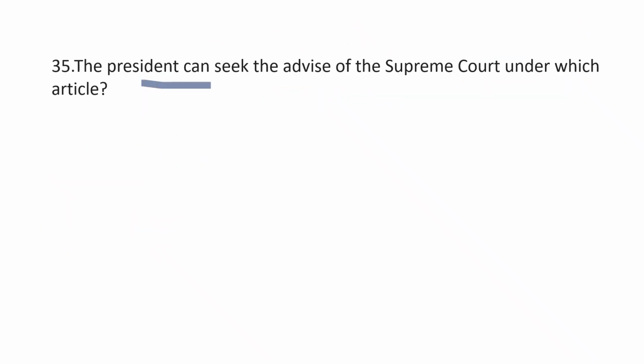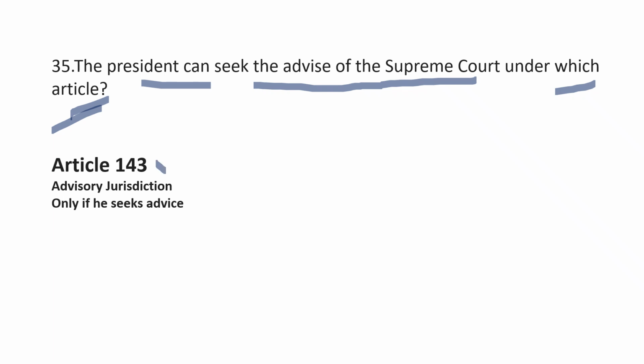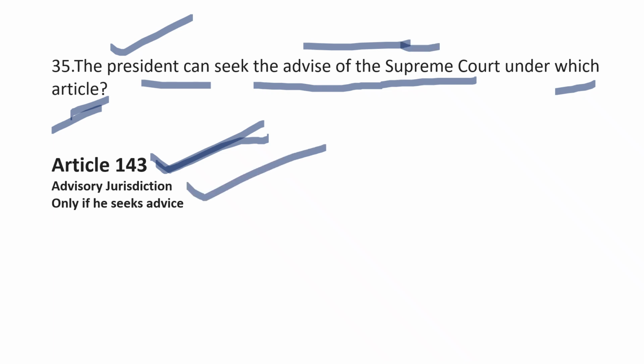Next question. The president can seek the advice of the Supreme Court under which article? The answer is article number 143. Under article 143, the president can seek the advice of the Supreme Court. This comes under the advisory jurisdiction of the Supreme Court. And see here, only if the president seeks the advice will the Supreme Court give the advice, and it is not binding on the president to follow the advice of the Supreme Court. The next question.